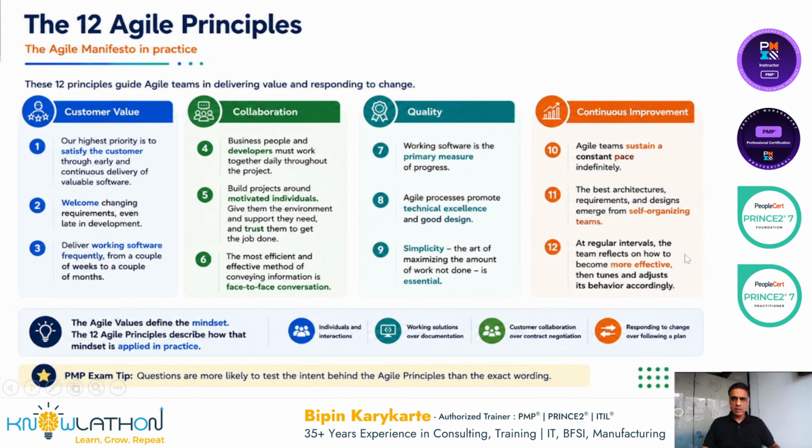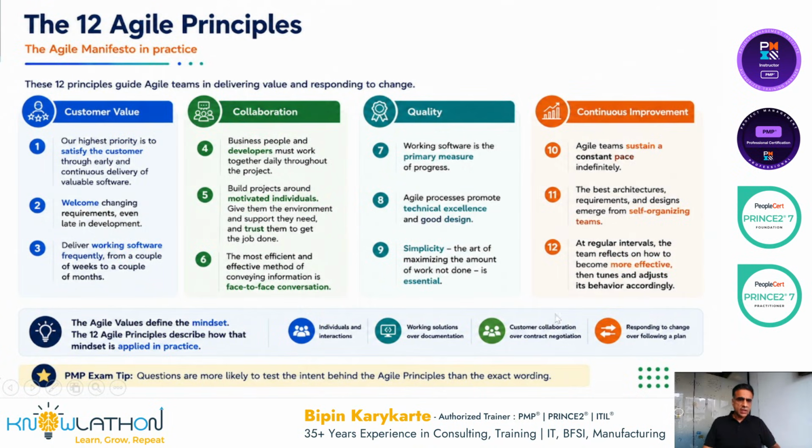At regular intervals, the team reflects on how to become more effective, then tunes and adjusts its behavior accordingly. So at regular intervals, people sit together and find out in the last iteration or last delivery phase what went wrong, what could have been done better, what can be improved further, and they discuss, they come up with ideas, and they work accordingly.